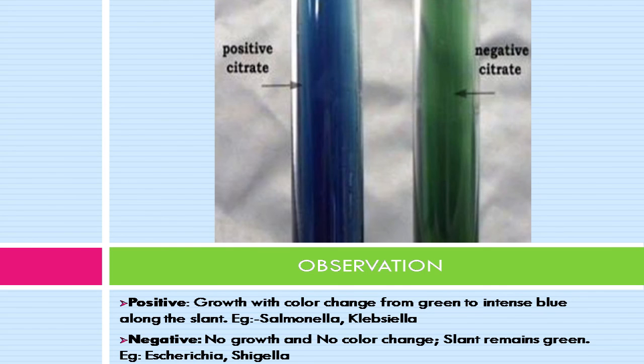Observation. In positive tests, growth with color change from green to intense blue along the slant is seen. Example, Salmonella and Klebsiella. In negative tests, no growth and no color change is seen. The slant remains green. Example, Escherichia and Shigella.